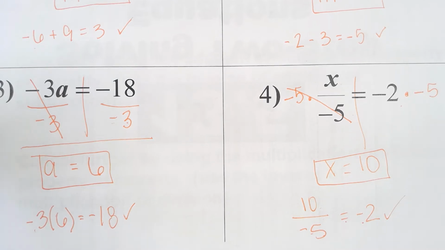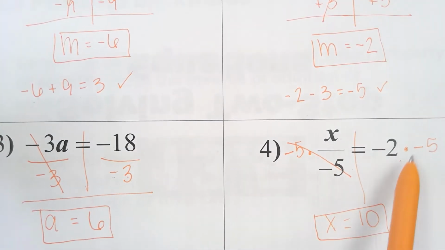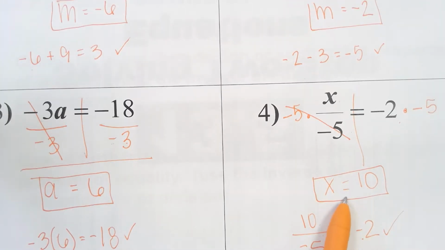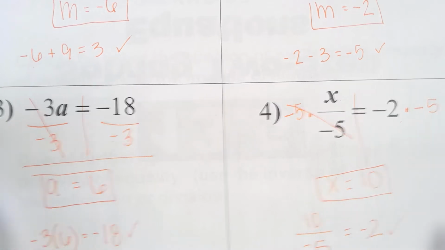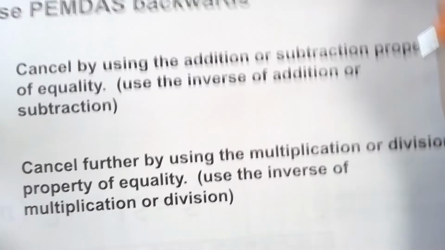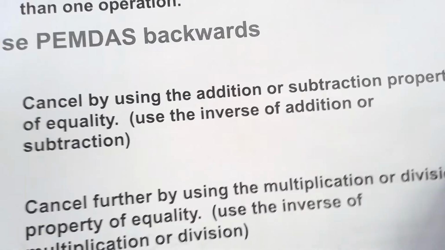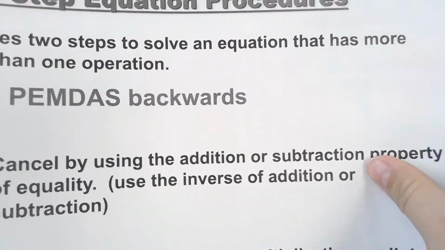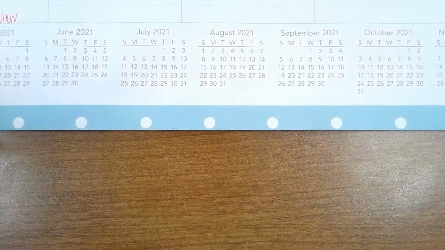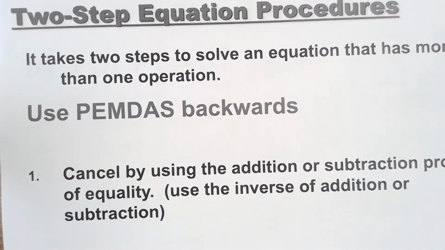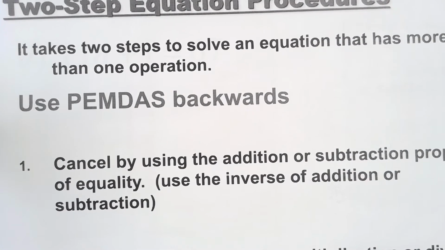All right, so this is what we learned last week. These were just one-step equations. We took one step to get our variable by itself to get our answer, okay? Today, we are moving on to two-step. So two-step equations is what it says. We are going to be taking 2 steps to solve an equation that has more than one operation.